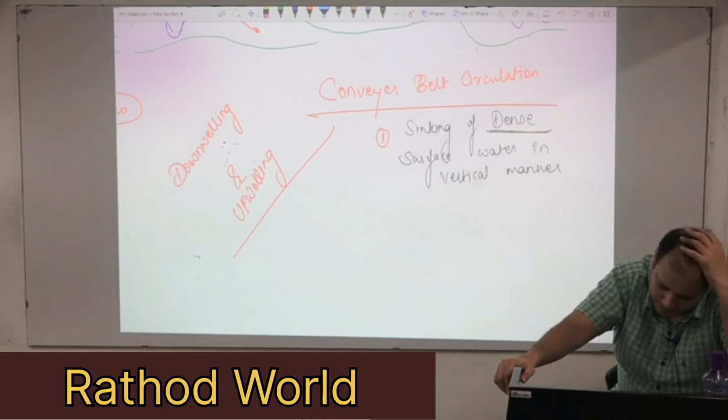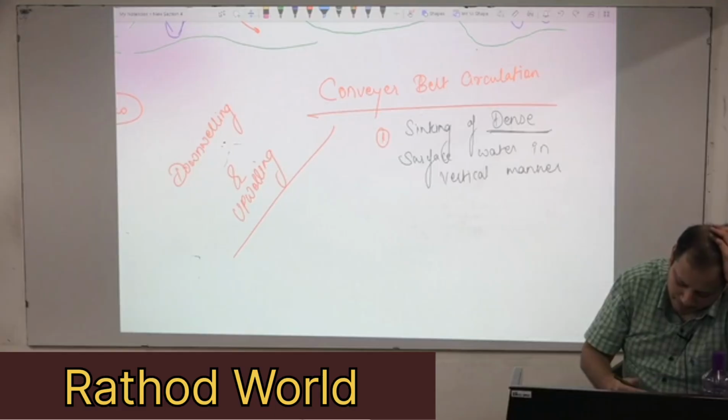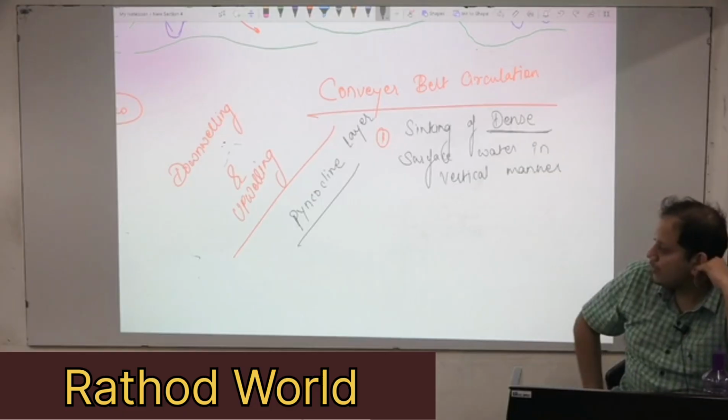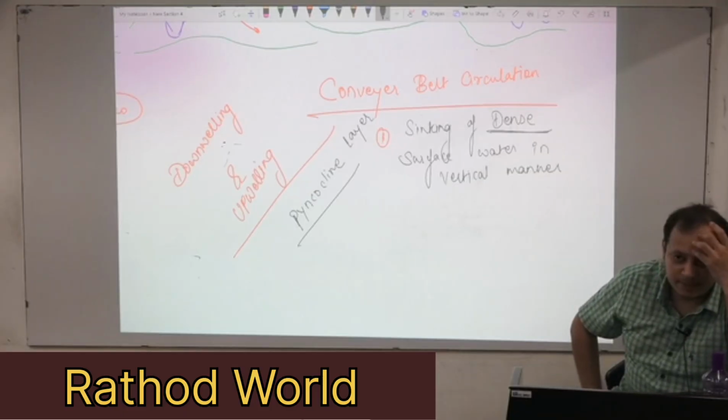Next point, downwelling occurs only when the pycnocline layer is absent.